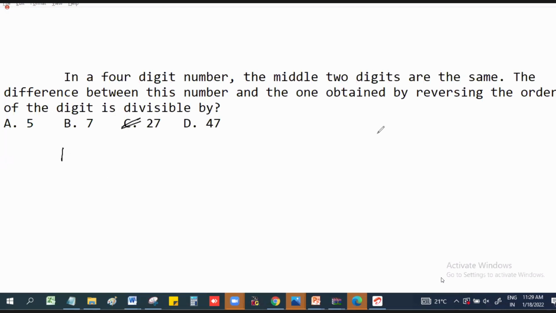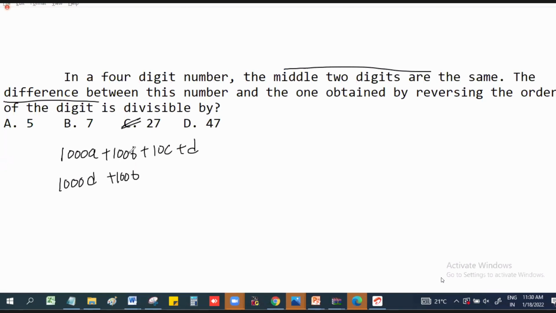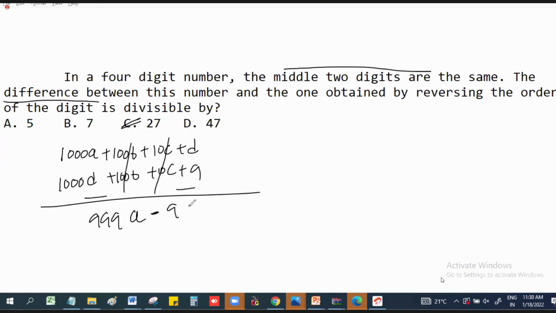What is a 4-digit form? Can I say the 4-digit form is 1000A plus 100B plus 10C and D. What is the reversed form? 1000D. And if you closely observe, the middle 2 digits are the same. Whatever the number present here, the same number will appear here. Guys, when you are subtracting, these two will get cancelled anyway. Then the difference is 999A minus 999D.